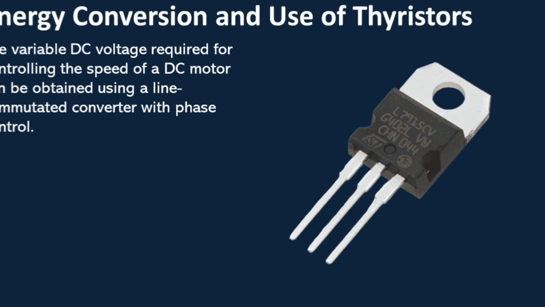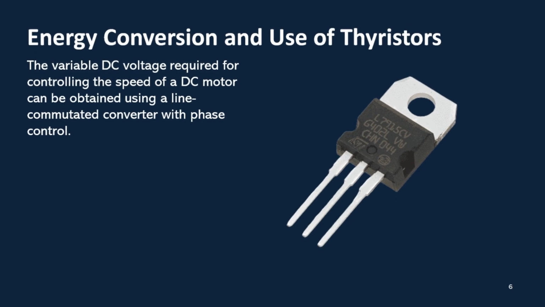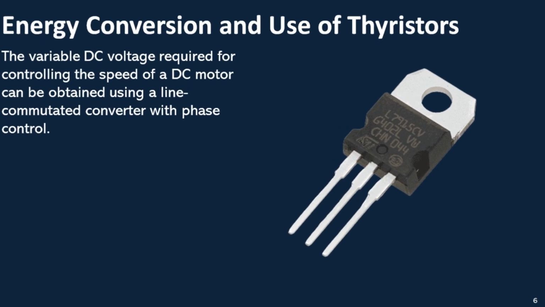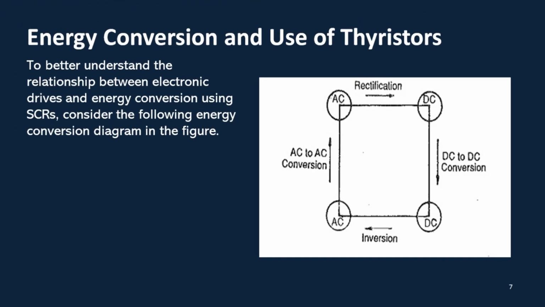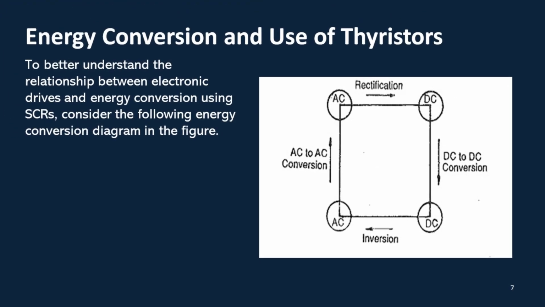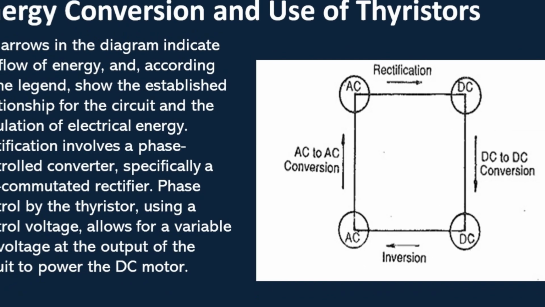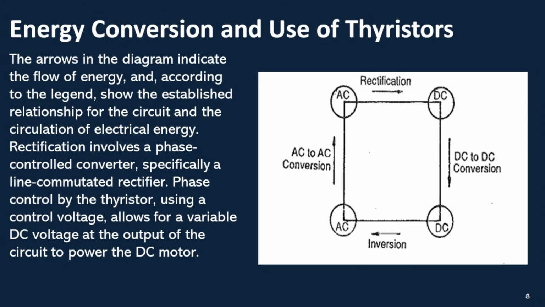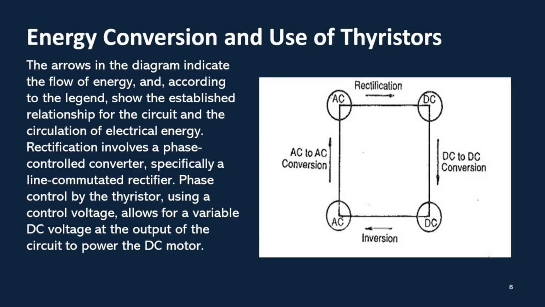The variable DC voltage needed to control the speed of a DC motor can be obtained using a line-commutated converter with phase control. To better understand the relationship between electronic drives and energy conversion using SCRs, refer to the energy conversion diagram shown in the figure. The arrows in the diagram indicate the flow of energy and, according to the legend, show the established relationship for the circuit and the circulation of electrical energy.